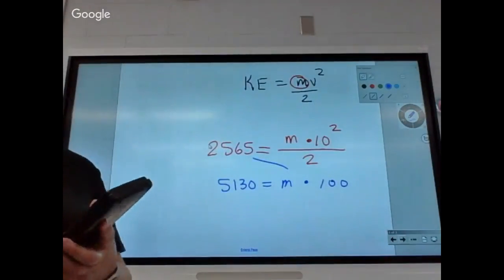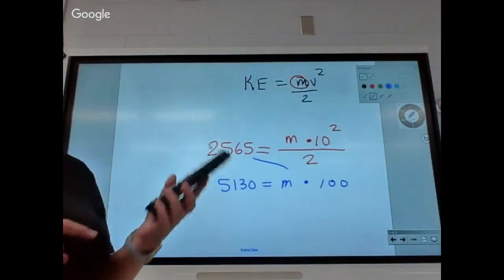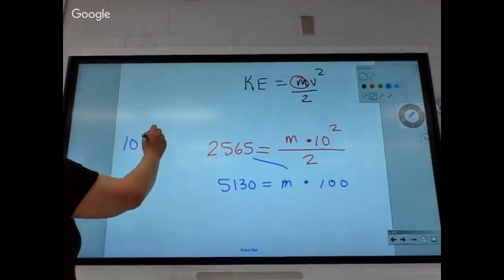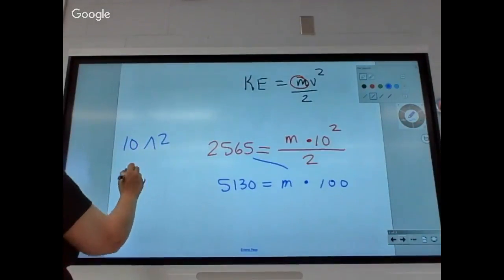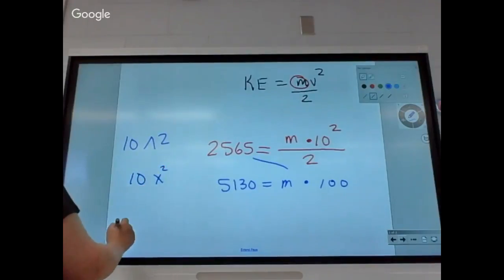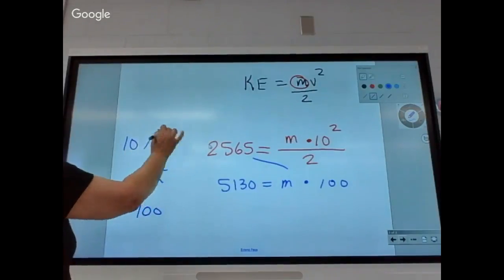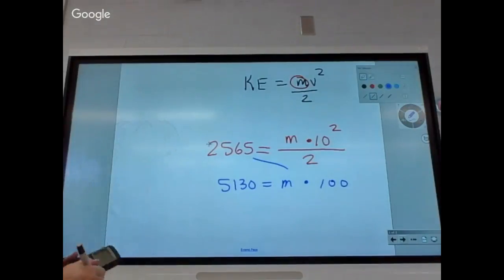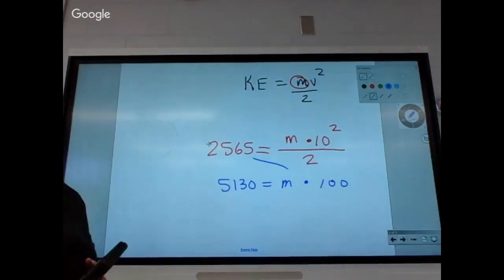Does everybody remember how to use the squared key on our calculator? You can say 10, and then you can say up caret 2, or you can say 10, and there's a squared key. It's x squared. You can do it either way, and you're going to get 100 when you do that. Either one. All right, so now what do I do to get m by itself?